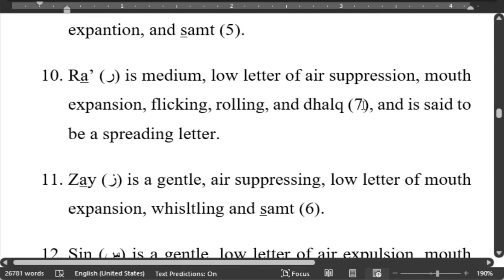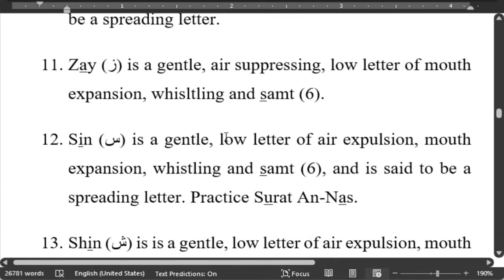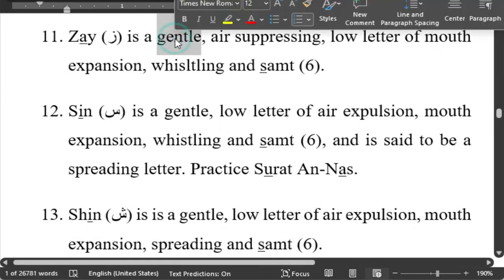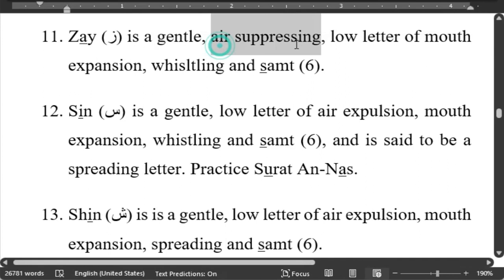That's 7 attributes. And it is said to be a spreading letter. That would make it have 8. Zai is gentle, not stopping the sound. Air suppressing, low letter of mouth expansion. Whistling, zai, zai, and samt.